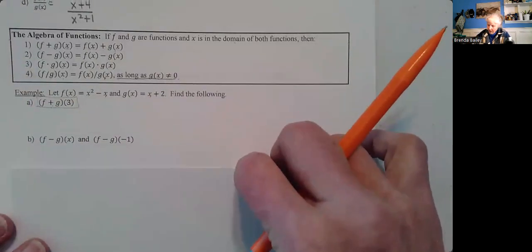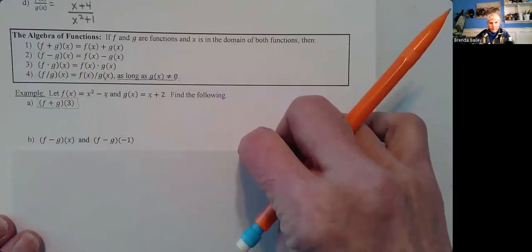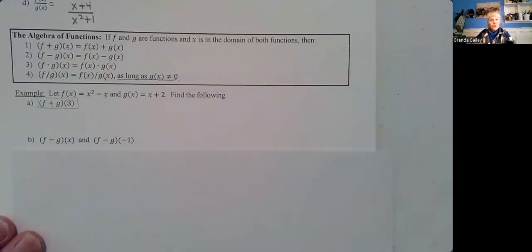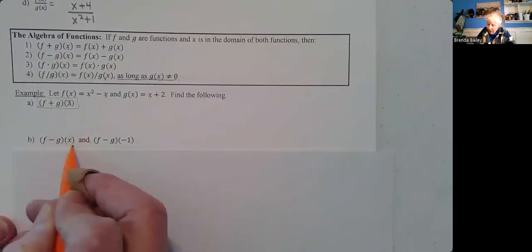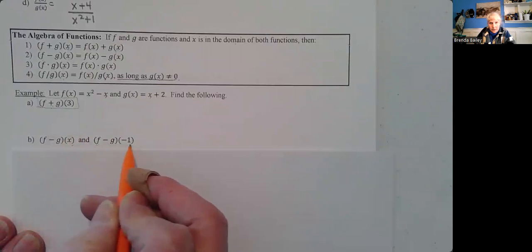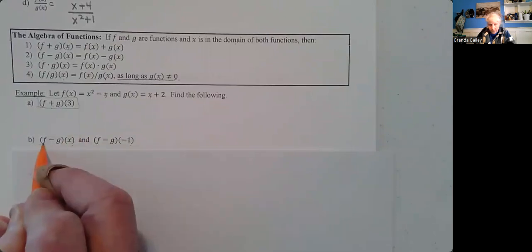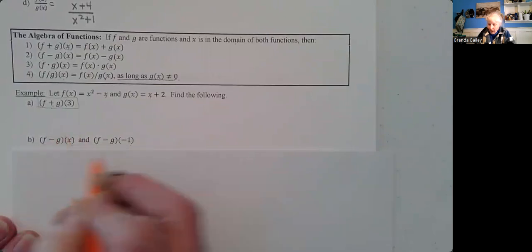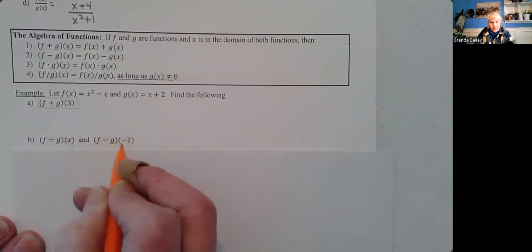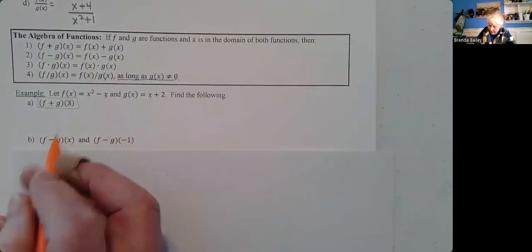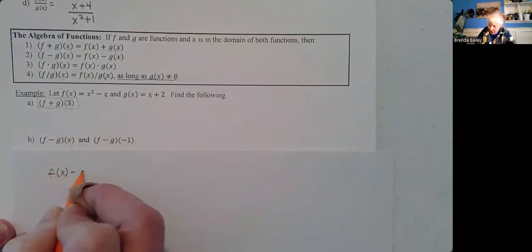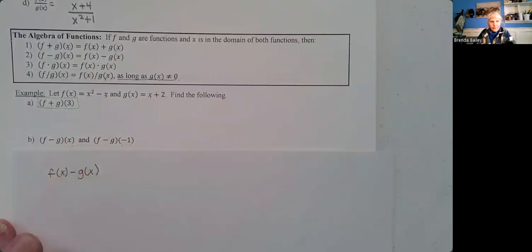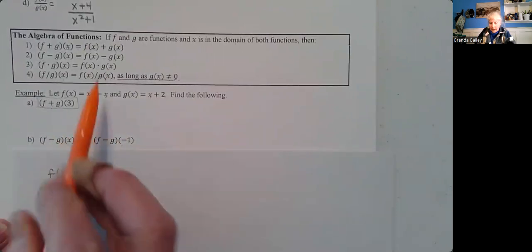On B here, first off, they have 2 parts. First, they want us to do this, and then they want us to look at this. We're going to look at this first, and then we'll talk about the different ways you can do this one. We'll go f of x minus g of x. So I rewrote this one like this, using this number 2.